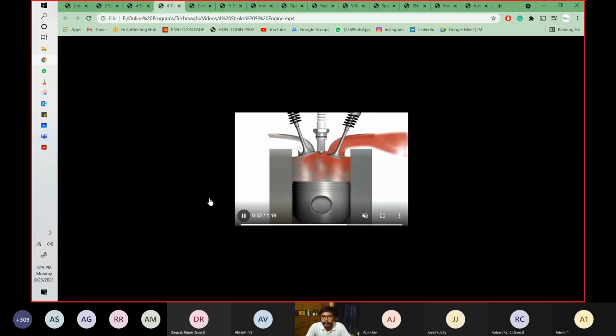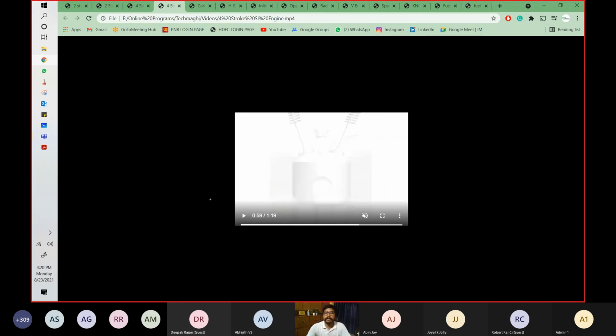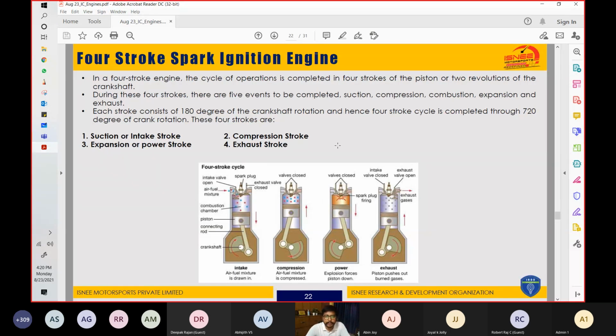So this is how the cycle completes. Now again, new fuel will come and it will run for another cycle. So this cycle goes on, and this is how your 4-stroke engine works.